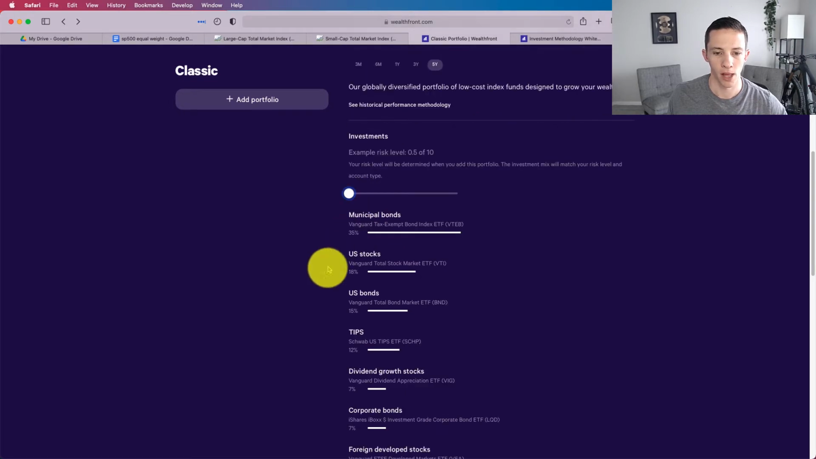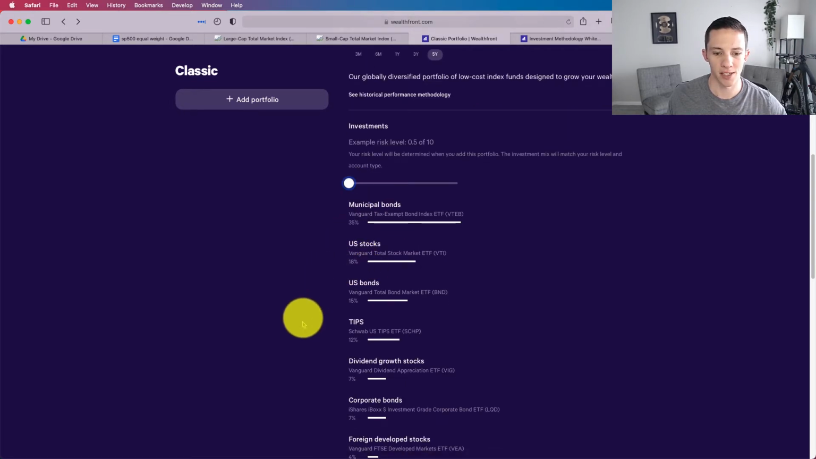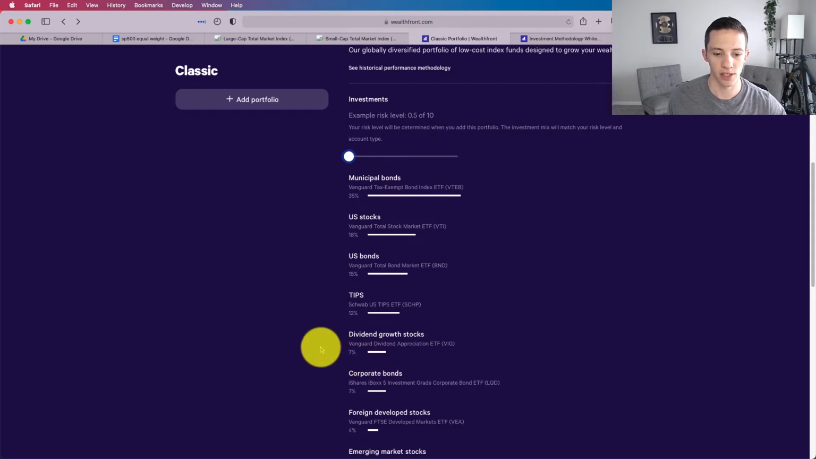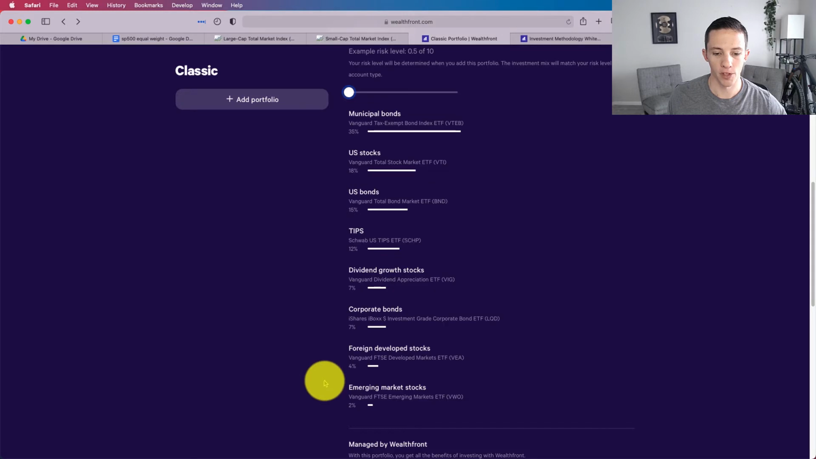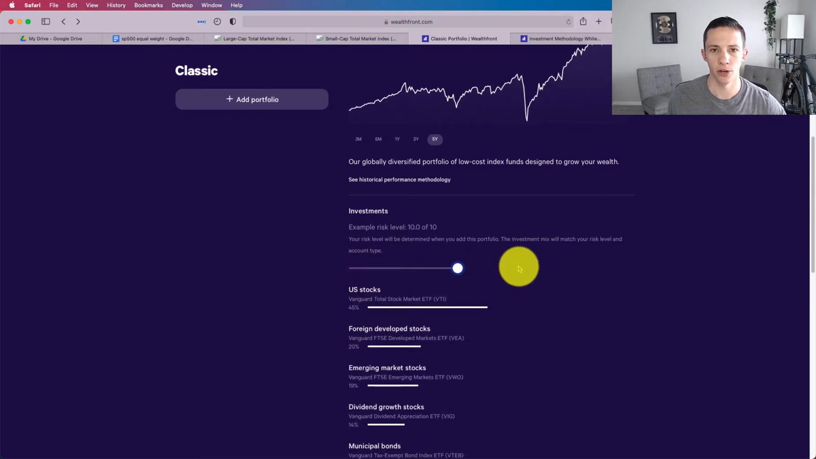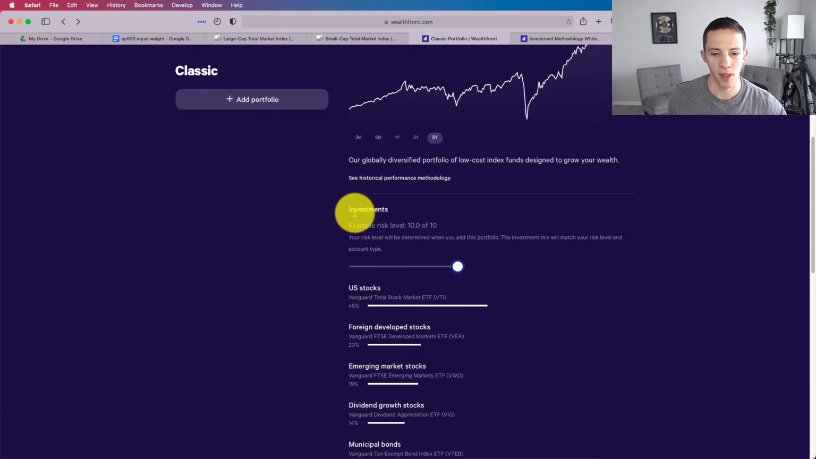So if we come through, we can see 18% to US equities, 7% to dividend growth, which is also going to be US, foreign developed 4%, and then emerging markets 2%. So what is that? 31% to equities, 69% to bonds, whereas up here at 10 out of 10, you're technically 98% equities, 2% bonds, but we're just going to refer to that as 100% equities, right?